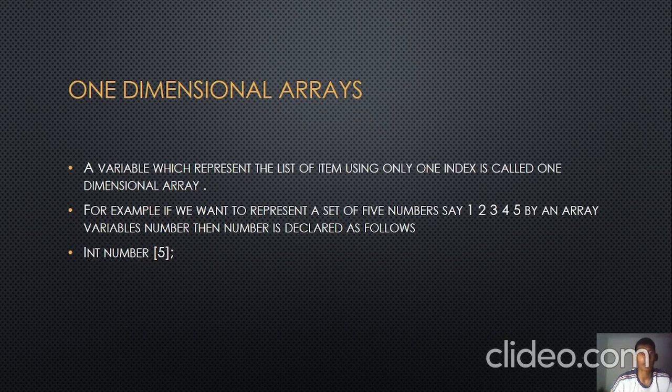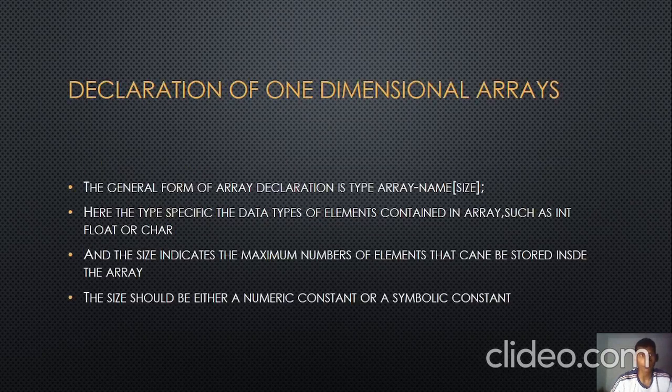One-dimensional array: a variable which represents a list of items using only one index is called a one-dimensional array. For example, if we want to represent a set of 5 numbers, say 1, 2, 3, 4, 5, by an array variable named number, then number is declared as follows: int number[5]; Declaration of a one-dimensional array.